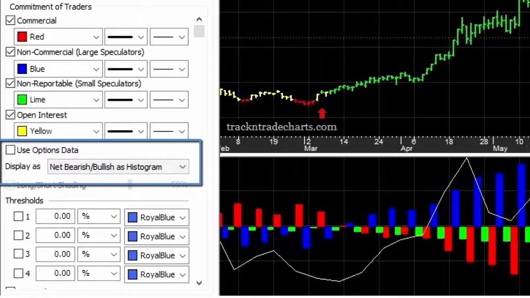We also have the ability to include options trading activity into the COT as well. This is a personal preference and changes the numbers somewhat, but is beyond the scope of this video. Suffice it to say, I generally do not include options data when using the COT for standard trend trading purposes, since there's a lot of buying and selling of options for other purposes than simply trend trading.